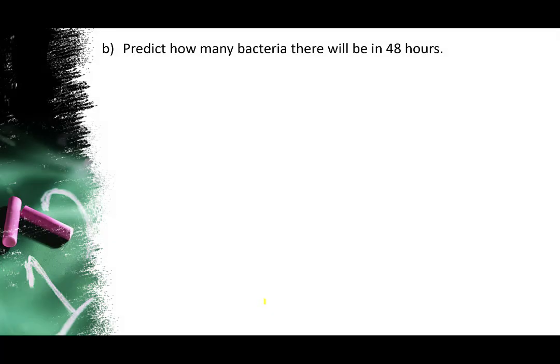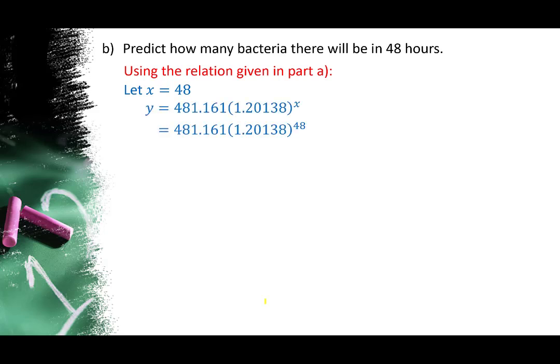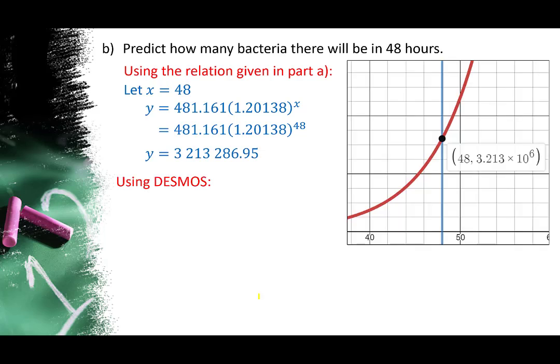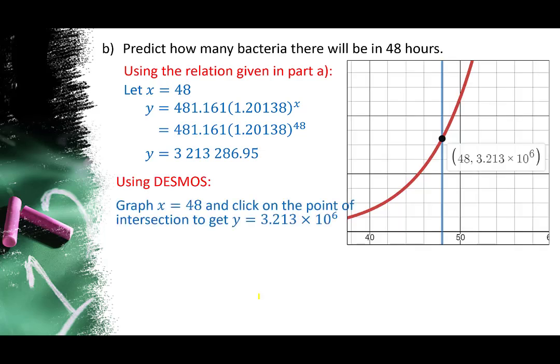Part B, predict how many bacteria there will be in 48 hours. So method 1, use the relation given in part A. So we're going to let x equal 48. We'll sub 48 into our exponential regression formula. And we get that y is equal to approximately 3.2 million. Using Desmos, we graph x equals 48. We highlight the point of intersection of x equals 48 and the exponential relationship. And we get again approximately 3.2 million.